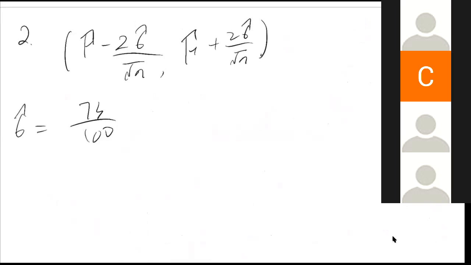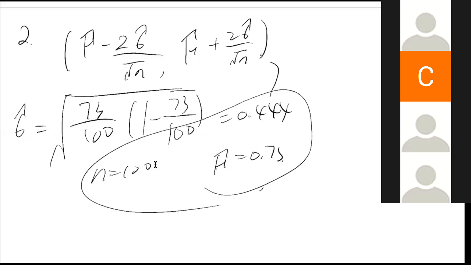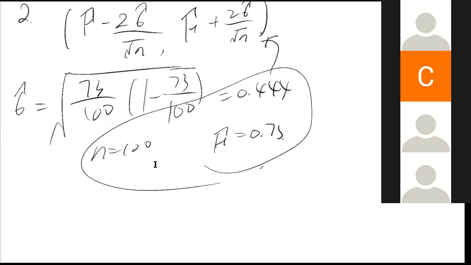Okay, so the way we calculate the variance for a Bernoulli random variable is p times q, which is the success times the failure. In this case, the answer is around 0.444. And we know that n is equal to 100, and the estimator of the mean is 0.73. So we can plug in these numbers and calculate the confidence interval.